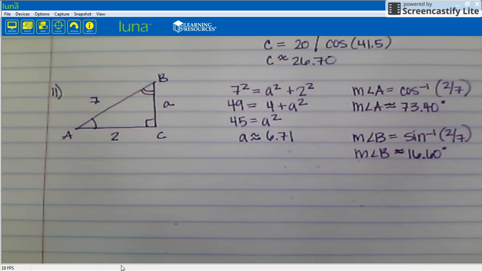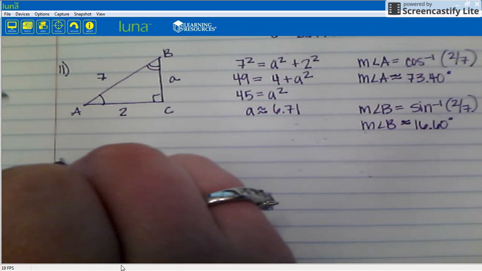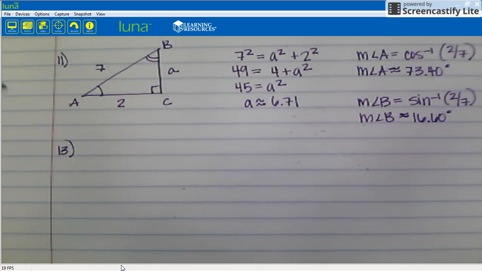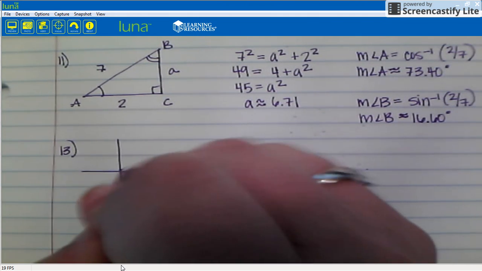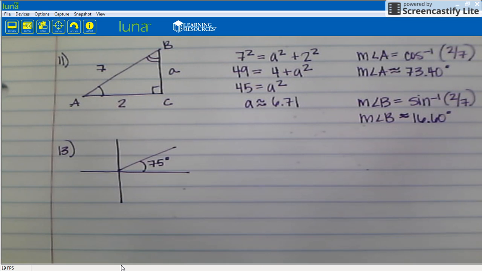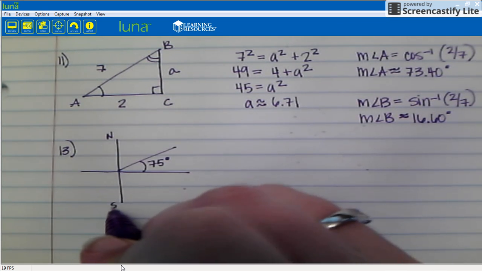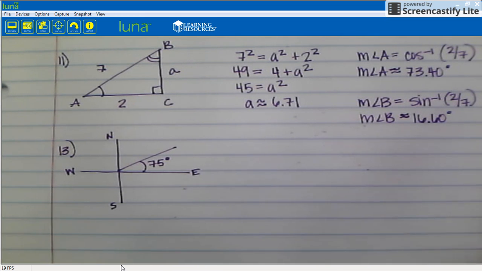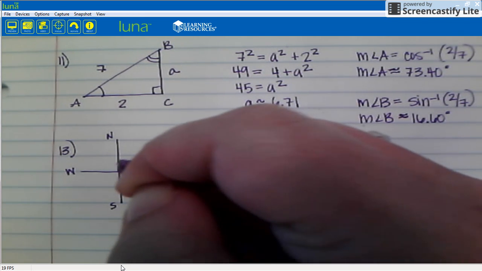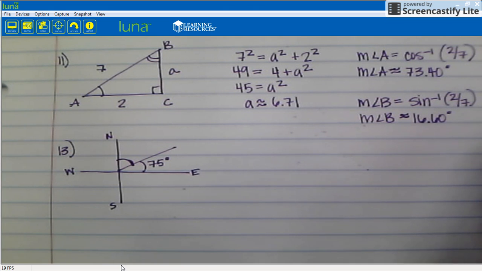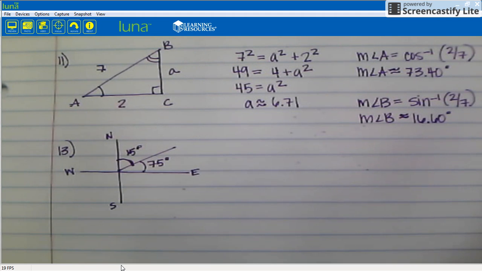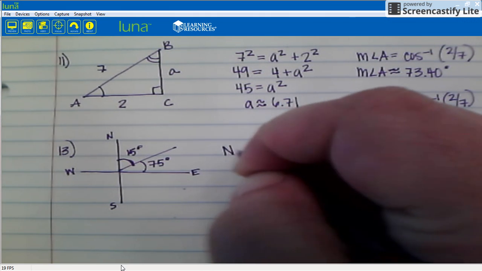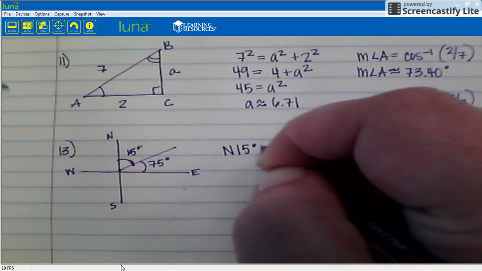Now in number 13, you are dealing with some directional bearings and writing the directional bearing. So you are given this angle in the plane, and we're dealing with directional bearings, so we always have to use the acute angle with the north-south line. So I need this angle in order to write my directional bearing, which is going to be the complement of 75, which is 15 degrees. So my bearing is going to be north 15 degrees east.